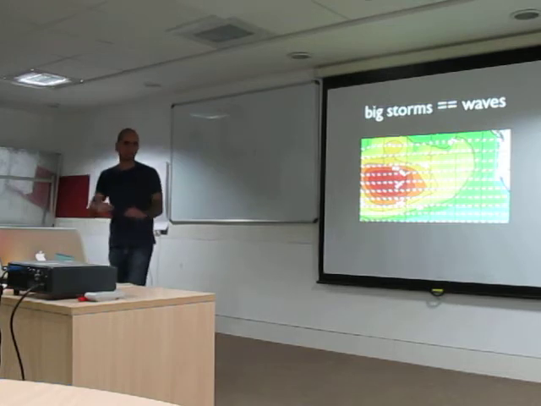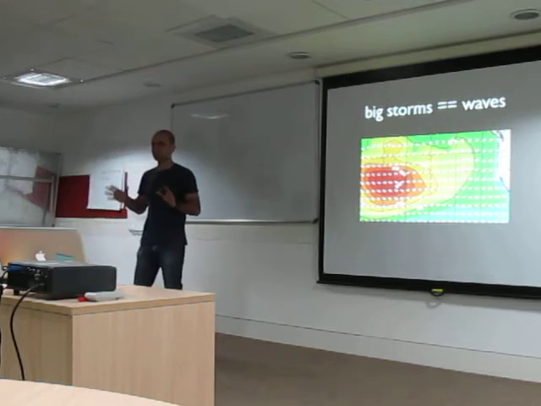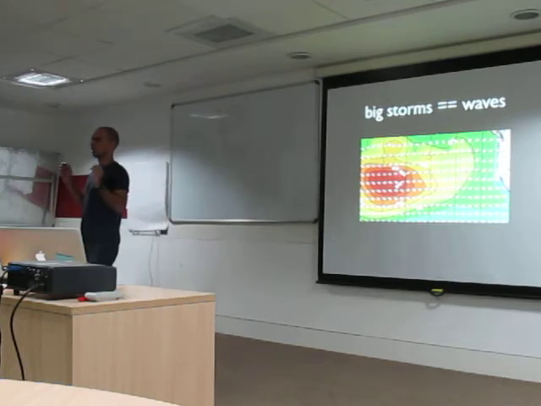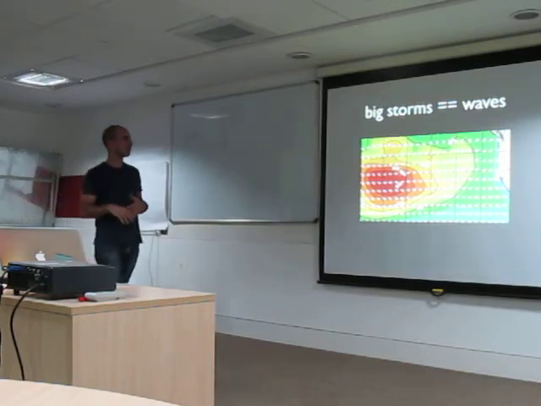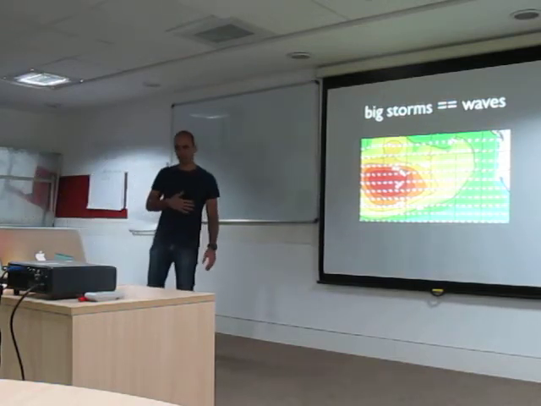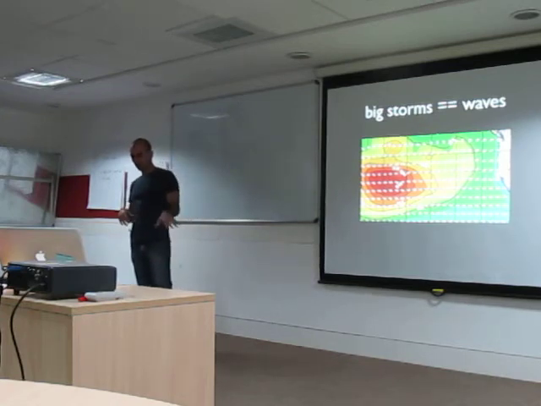So just to summarize, waves are formed by big storms. Strong winds blowing in the same direction for an extended period of time will give you waves. So that's how waves are formed.